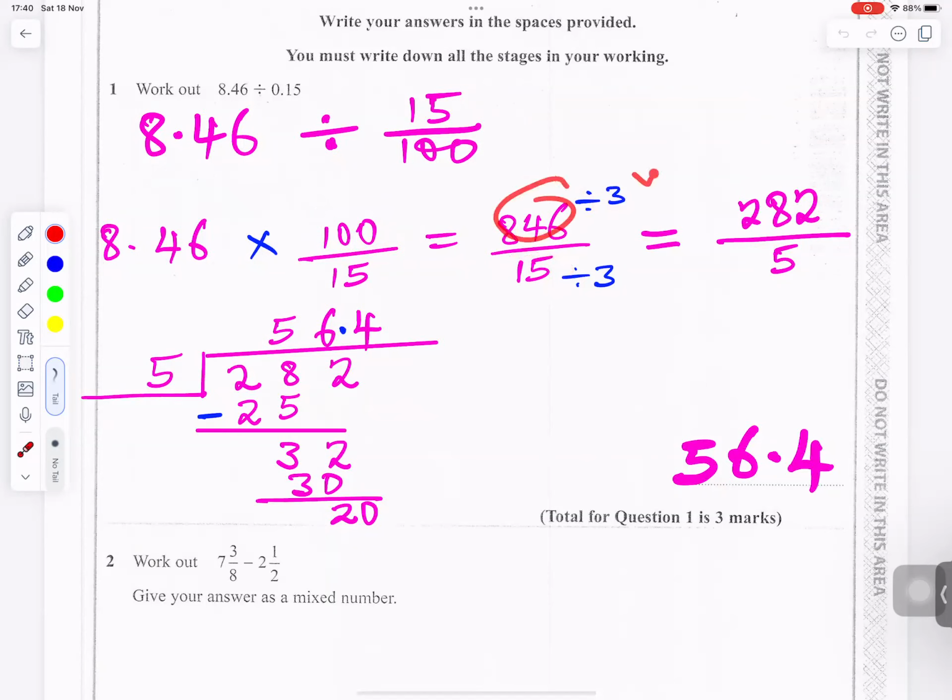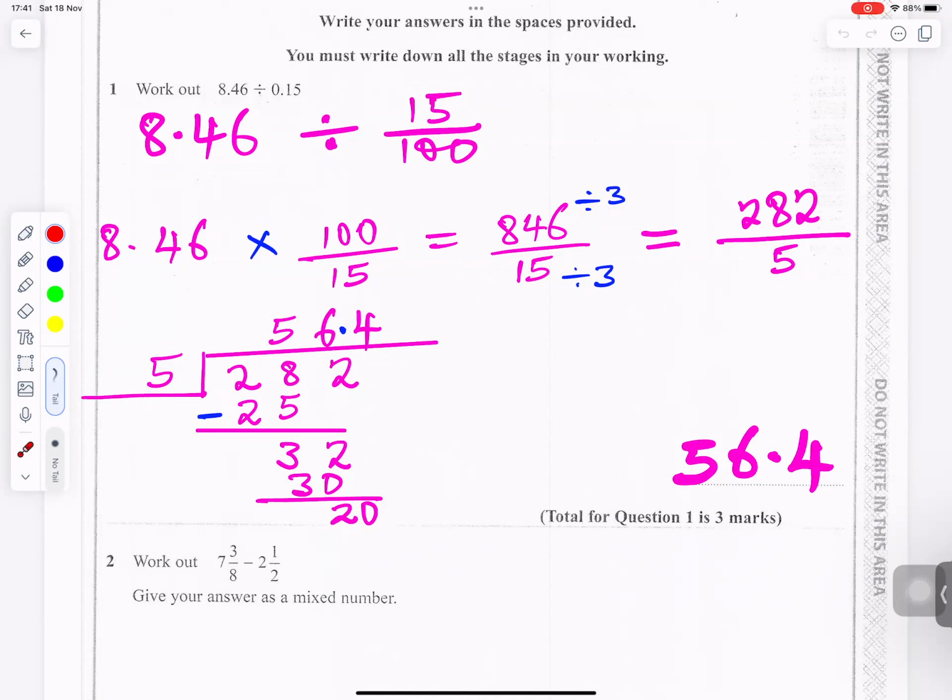846 divided by 3 is 282, and 15 divided by 3 is 5. Now you do 282 divided by 5. How many 5s go into 28? 5 times. 5 times 5 is 25. 28 minus 25 is 3. Bring down the 2. How many 5s go into 32? 6. 6 times 5 is 30. 32 minus 30 is 2. Put a decimal point, add a 0. It becomes 20. How many 5s go into 20? 4. So the answer is 56.4.